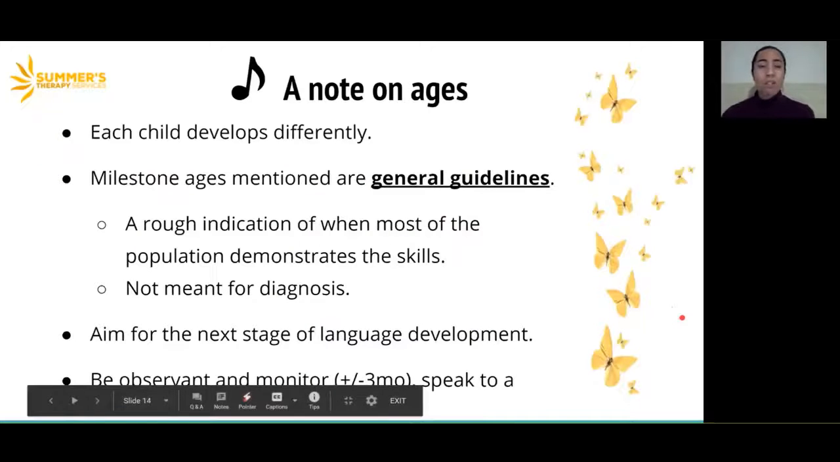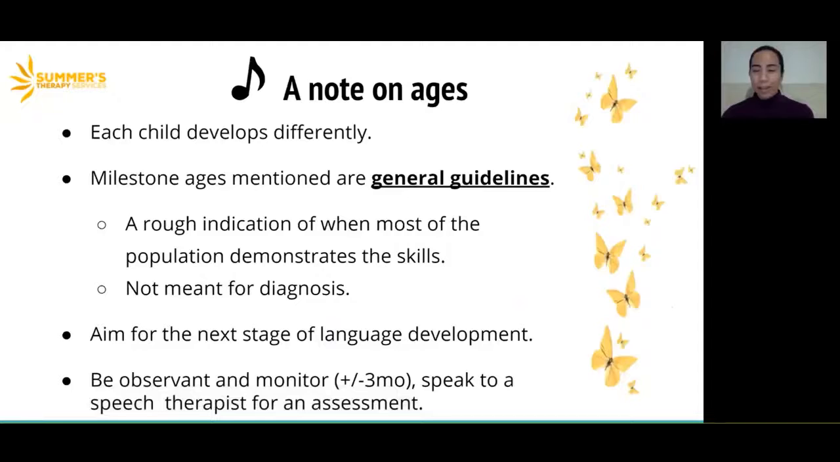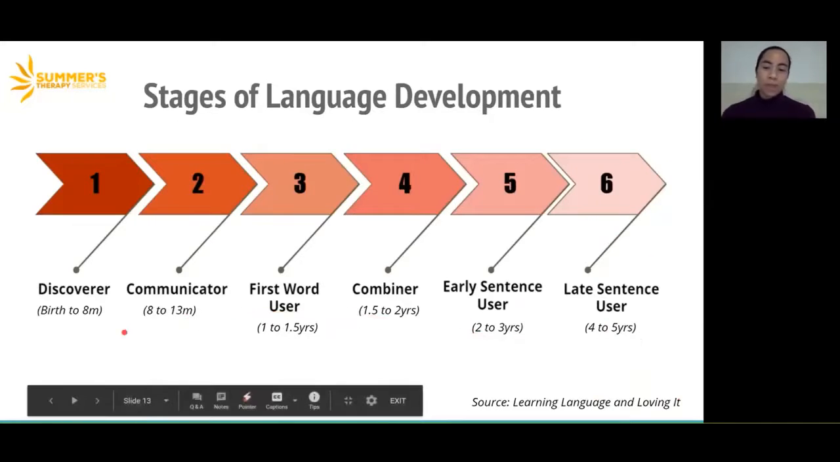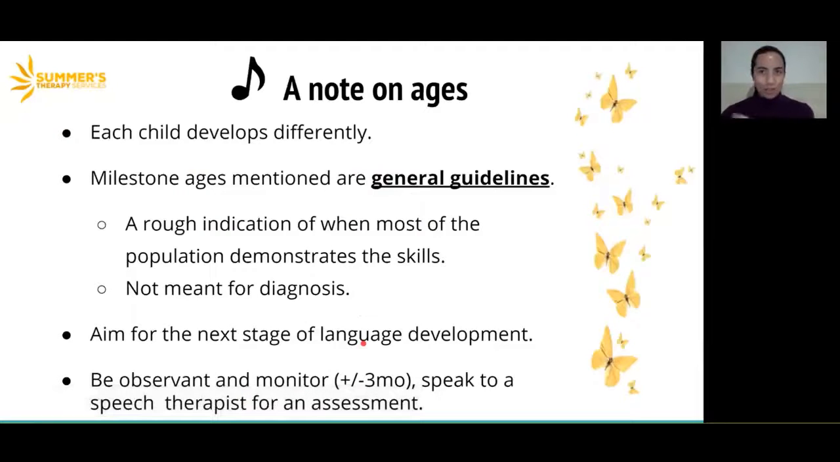And just a note about ages at this point. I have to make this disclaimer that we happily put the ages here. I know a lot of you will have been thinking in your mind already, calculating, oh, my child is 2 to 3 years old, they are still at first word, oh no, panic stage. Let's not panic yet. Let's remember that each child develops differently, okay?